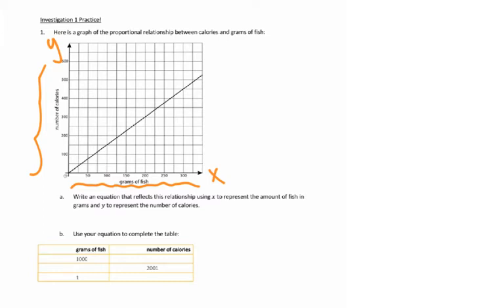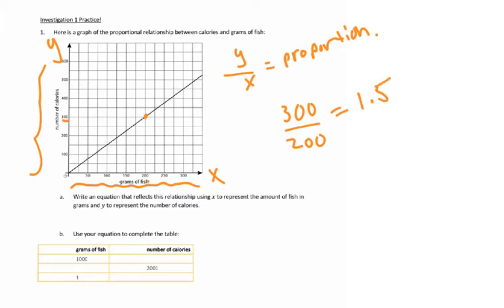So let's first find a perfect point. So I see right here, that looks pretty perfect. So remember, y over x is our proportion. So for this perfect point, my y value is 300. My x value is 200. So if I did 300 divided by 200 on a calculator, I would get 1.5.